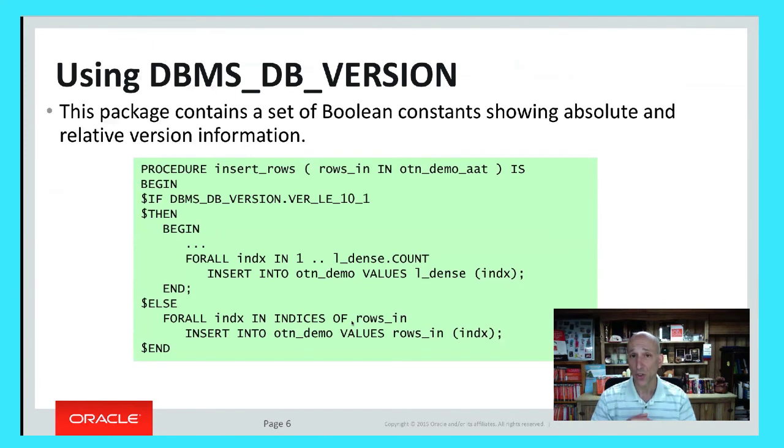Specifically, in 10G Release 2, we added the INDICES OF and VALUES OF clauses for the FORALL statement, which allows us to work with sparse collections much more easily. Prior to 10.2, I would have had to take my array that had gaps in it and densify it, making sure there are no gaps between the first and last. Don't have to do that anymore, but here's an example of how I can have this branch in my code that allows this single body of code to run on 10.1 or less and utilize the appropriate feature set there, but on 10.2 and above, take advantage of the newer features in the database.